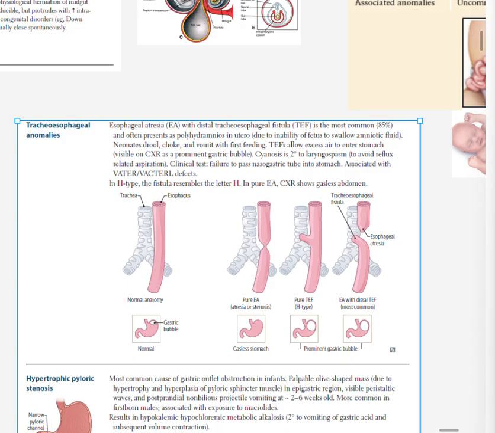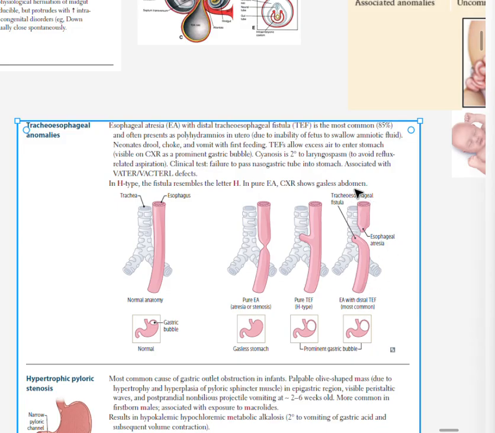The most common type is esophageal atresia with distal tracheoesophageal fistula. So we're talking about this one. This is the most common one. This is when you have a blind pouch in the upper esophagus. Nothing is going down here. And then the lower esophagus is connected to the trachea. So the problem is that the fetus can't swallow amniotic fluid. Since the fetus cannot swallow amniotic fluid, you get polyhydramnios, right?